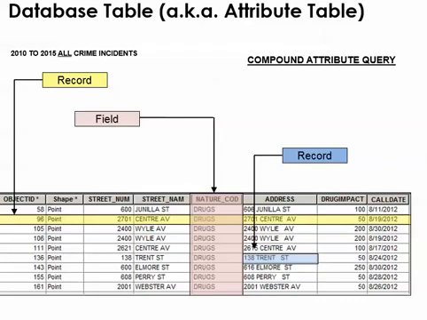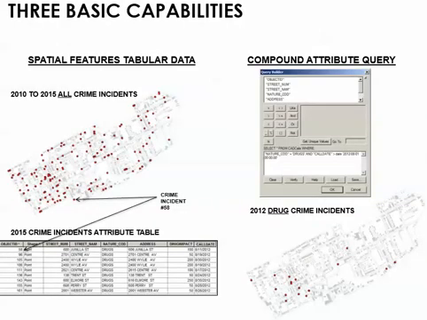Now this allows us to conduct compound attribute queries. Compound attribute queries are very helpful when we're trying to extract information from a map. So for instance, if we want to know where all the drug-related calls are after a certain date, we would do something called a query. That's basically asking the map a question. So the map on the left is showing all of the crimes from 2010 to 2015 within this neighborhood, and the map on the right is showing you where are all the drug crimes from 2012.